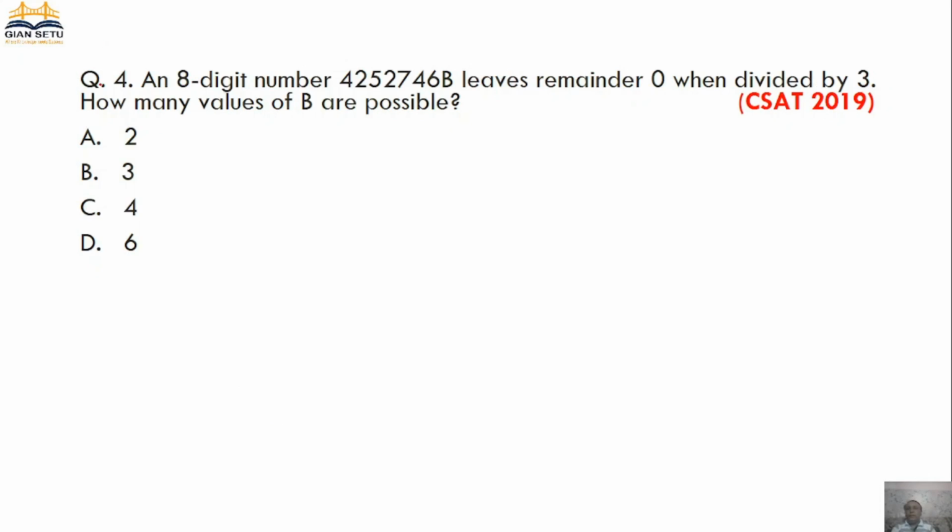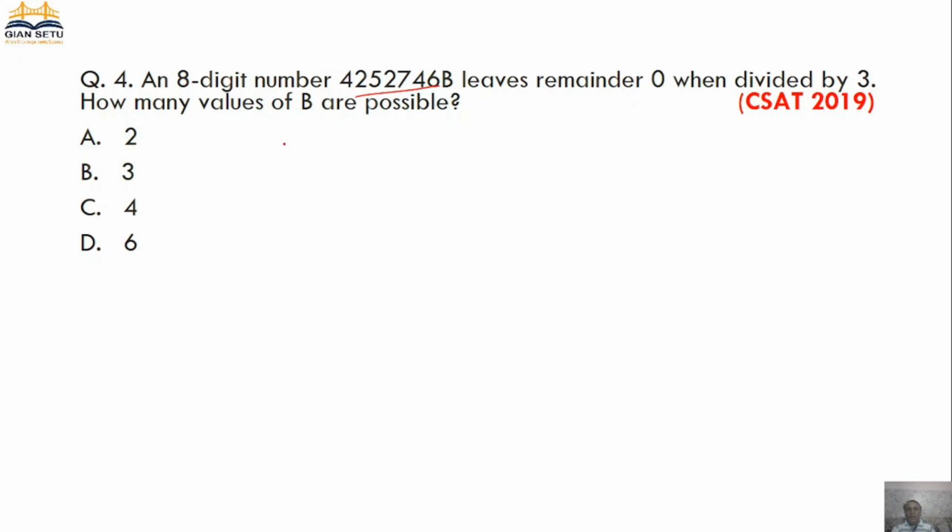Now question number 4 is, an 8-digit number, we are given a number here, leaves remainder 0 when divided by 3. How many values of b are possible? Now we are given a number here. This number leaves a remainder 0 when divided by 3. That means this number is exactly divisible by 3. Any number is divisible by 3 when the sum of its digits is divisible by 3.